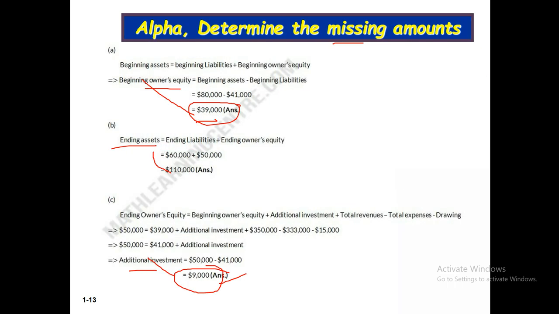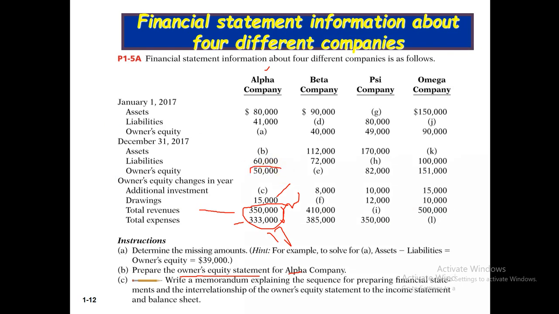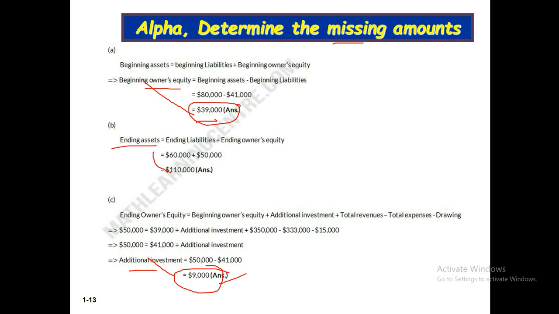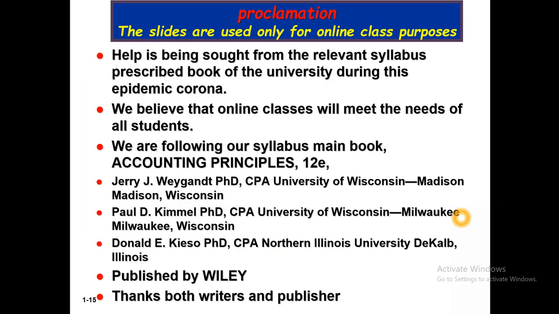You can check it, ending owner's equity. This is the ending owner's equity 50,000. Okay. So we also can say this is proof.